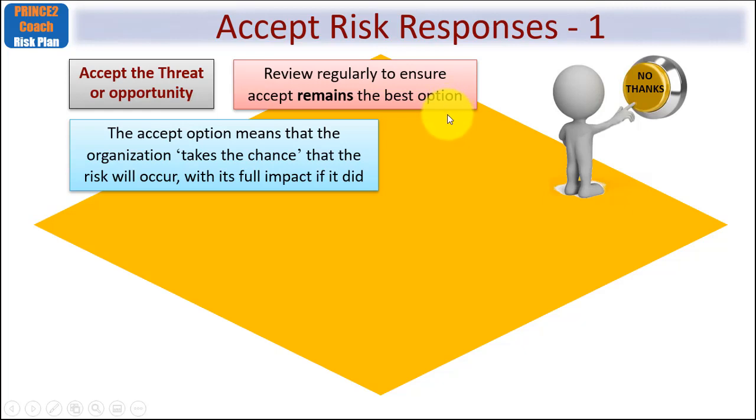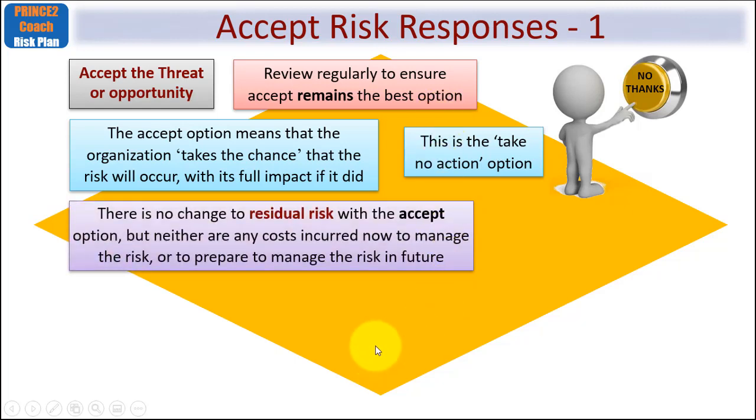Like I said earlier, sometimes these responses are used in tandem. You might have an accept, but also have a back-up contingency plan in case the situation changes. So this is the take no action option, the do nothing option. Do remember this: when you accept it, you're saying, I'll take what comes. I won't do anything to try and stop it.